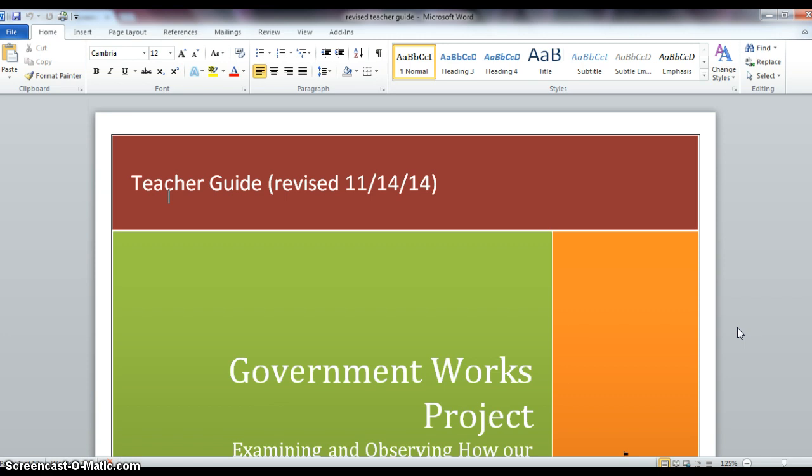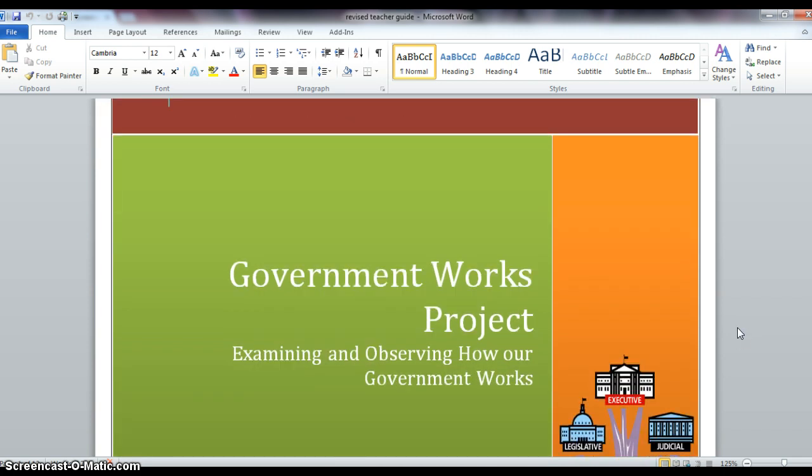The lesson is to be taught after a brief overview of state and local government and how they function. It's part of a larger state and local government unit, and this is the end of that unit. It's called Government Works Project, and the students are required to examine and observe how their local government works.